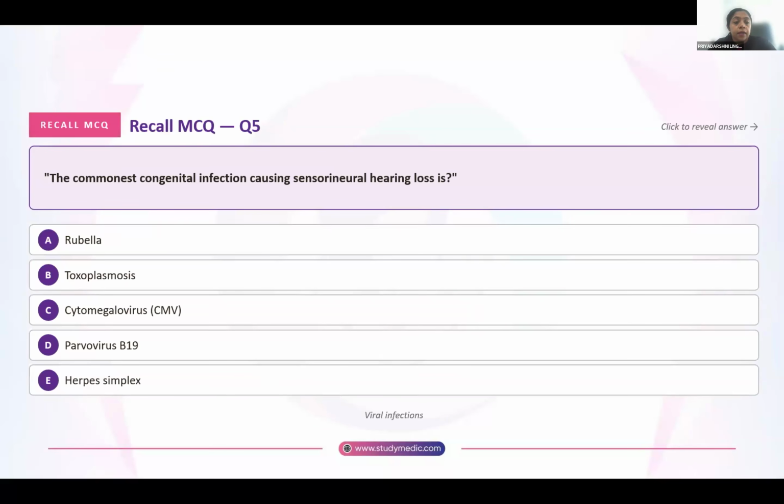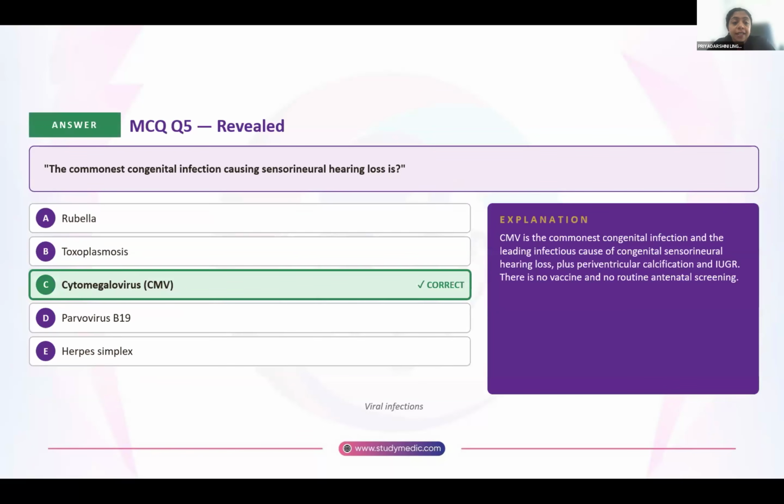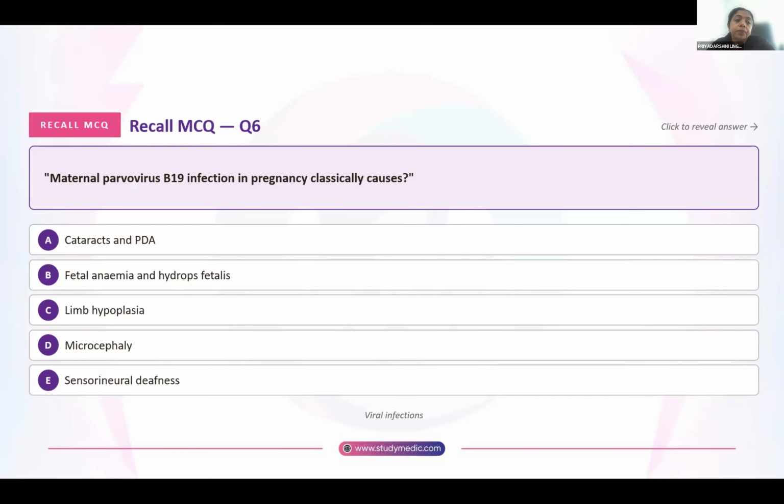The commonest congenital infection which causes sensory neural hearing loss. Is it because of rubella, toxoplasmosis, cytomegalovirus, parvovirus or herpes? Whenever you think about the commonest congenital infection, always think it is cytomegalovirus. And this can cause sensory neural hearing loss, it can cause periventricular calcification, and it can cause IUGR.